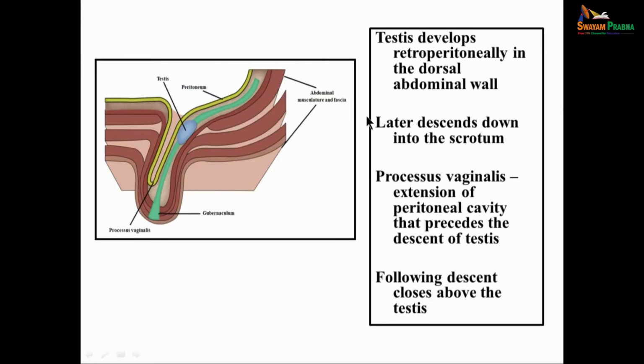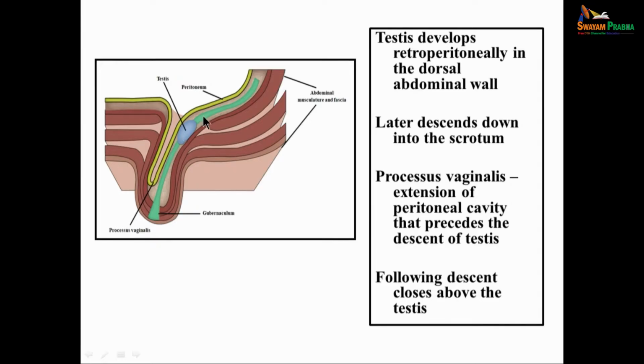Now I told you in the beginning that the testis develops in the abdomen. So the testis develops retroperitoneally in the dorsal abdominal wall. Now you can see the picture here. This is the peritoneal cavity, and this is the testis, and it first develops inside the abdomen. Later it descends down into the scrotum.